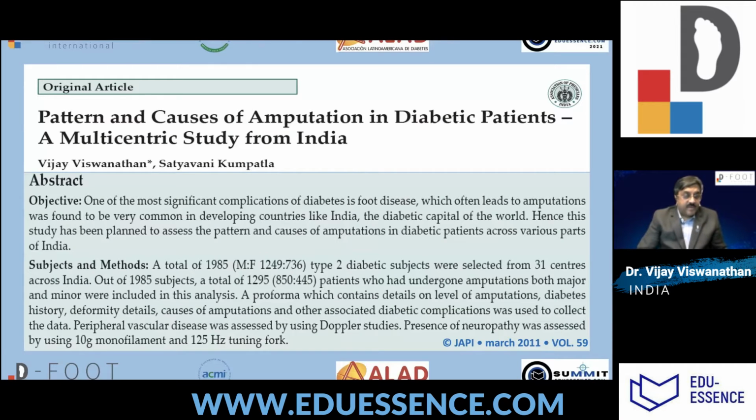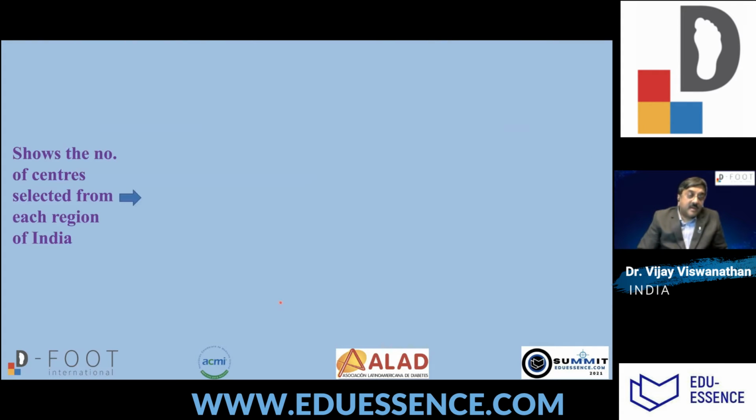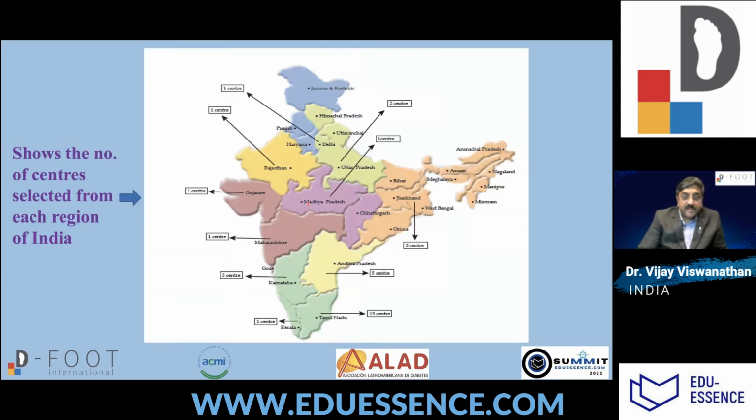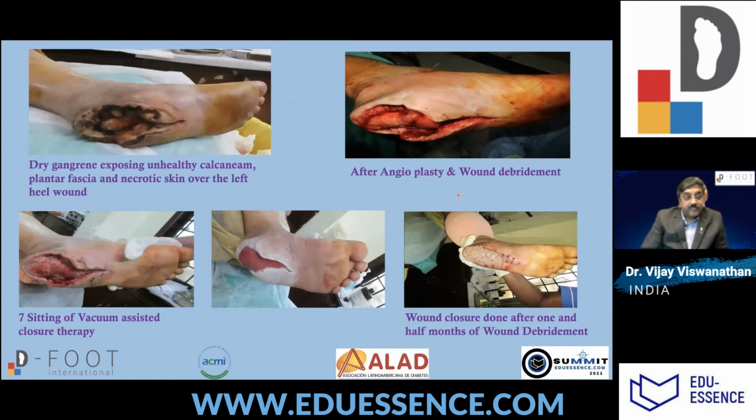Even within India, when we did a study among 1,300 patients from 31 centers, we again found that it was infection which was the major cause for amputation in our country. So these were the 31 centers from India where the study was conducted, and you can see that 90% of the amputations which occur in this developing country, India, were due to infection on top of diabetic neuropathy.